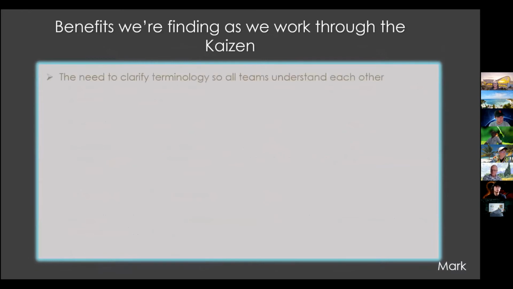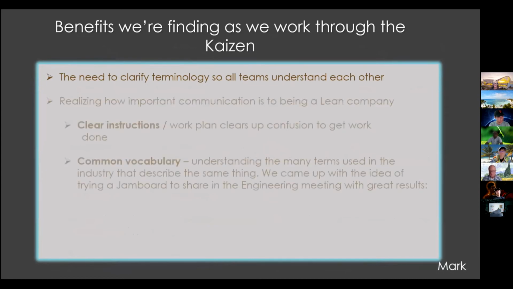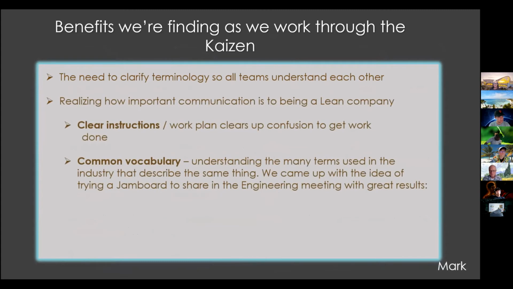Benefits we are finding as we work through the Kaizen. The need to clarify terminology so all teams understand each other. Realizing how important communication is to being a lean company. Clear instructions: a work plan clears up confusion to get work done. Common vocabulary: understanding the many terms used in the industry that describe the same thing. We came up with the idea of trying Jamboard to share in the engineering meeting, with great results.